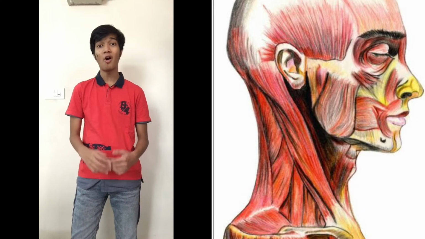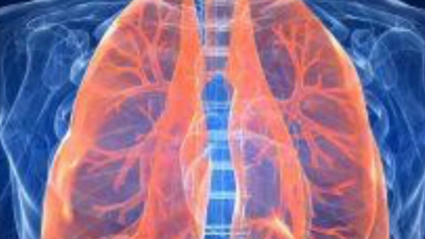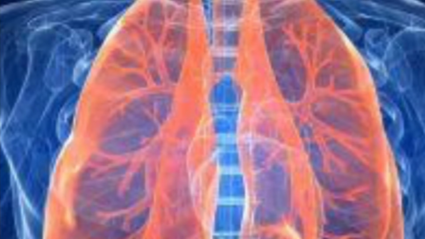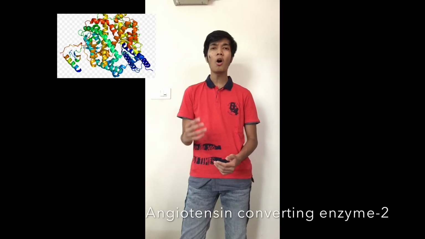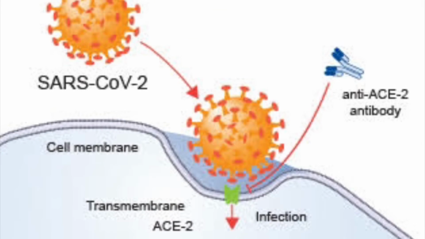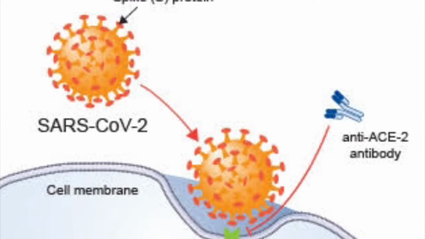Well, the virus enters our body through the mouth, nose, or eyes. Once it enters, it reaches the lungs and it affects the epidermal cells of the lungs. The epidermal cells of the lungs have a certain enzyme called ACE2, also known as angiotensin converting enzyme 2. This enzyme is mostly found in the heart and lungs, but it's also found in kidneys and the vascular tissues. Well, coming back, the coronavirus infects the epidermal cell and enters it.